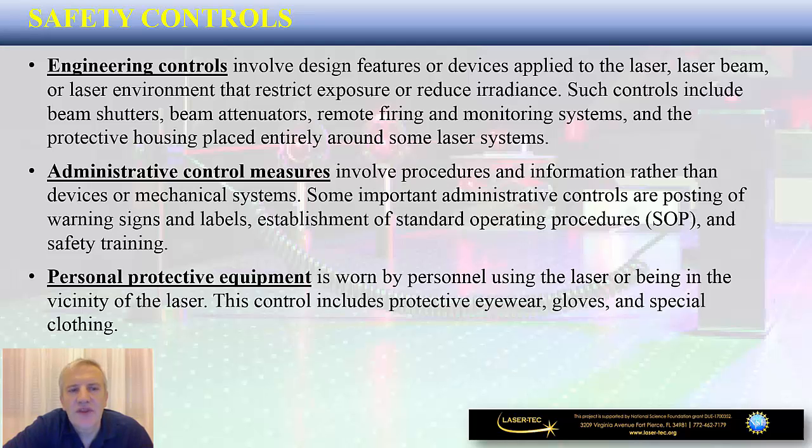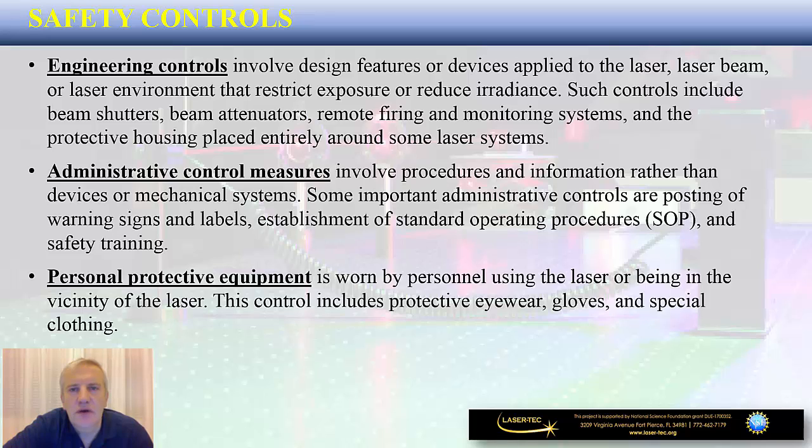The next group is the so-called administrative control measures. Here we are talking about certain procedures, about information rather than devices and mechanical systems. Important administrative controls would be posting warning signs and labels, establishment of SOPs or standard operating procedures, and safety training. Very often people entering the lab would have to sign in with a specific date and time when they enter the lab, and they also have to sign out when they are leaving.